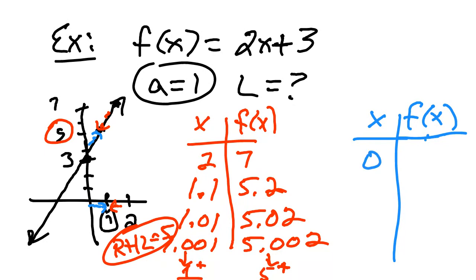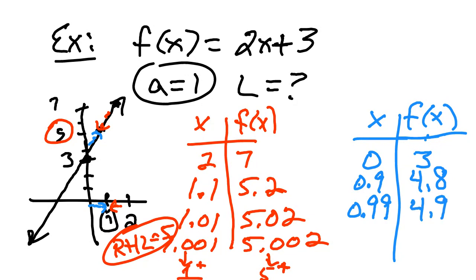So let's go ahead and do it. If I started with 0, what do you get? I get a height of 3. Well, that doesn't really help us much. Let's get closer to 1. So what about 0.9? If I double that, I get 1.8, and then plus 3 is 4.8, right? And let's get even closer. So 0.99. If I double that, what do I get? 1.98 plus 3 is 4.98.